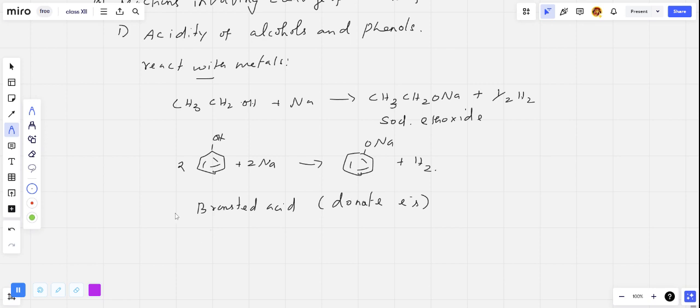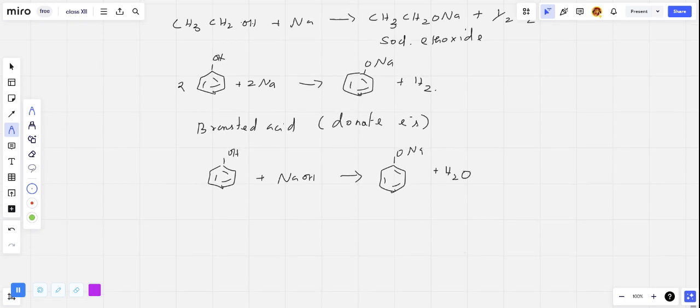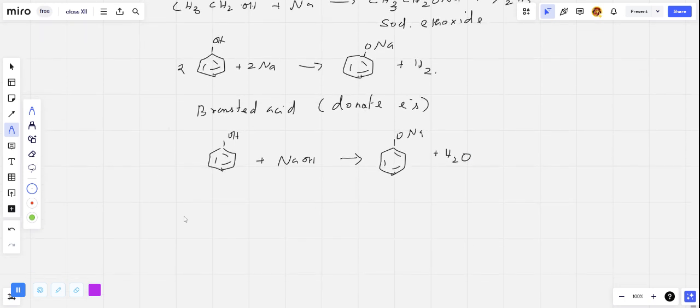Apart from that, phenol, when it reacts with sodium hydroxide, as it is of acidic character and we know that NaOH is a base, these two react and you will get a salt. That is a neutralization reaction. So you get sodium phenoxide with water. These reactions are proof that alcohols and phenols are acidic in character.